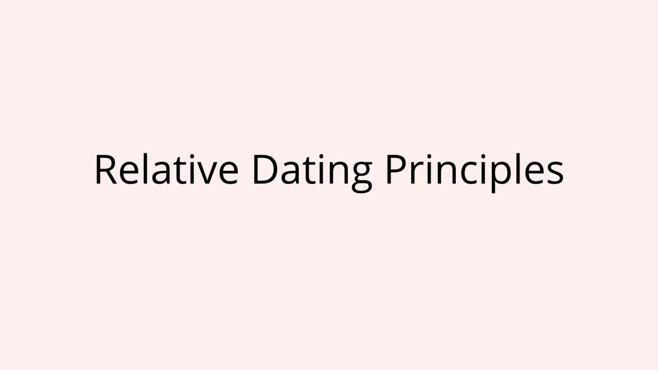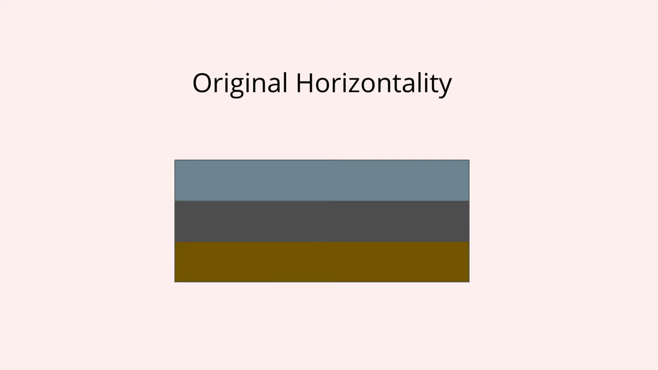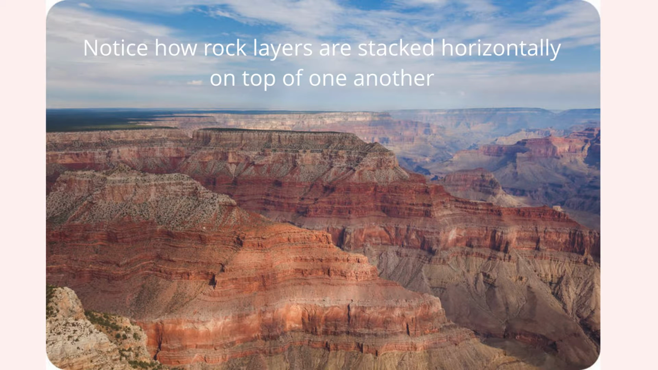Now let's discuss how we can use rocks and the fossils they contain to tell time. Well, geologic time, that is. The principle of original horizontality states that all sediments are deposited horizontally on top of one another, much like layers in a multi-layer cake. The Grand Canyon is a great example. Notice how rock layers are stacked horizontally on top of one another.